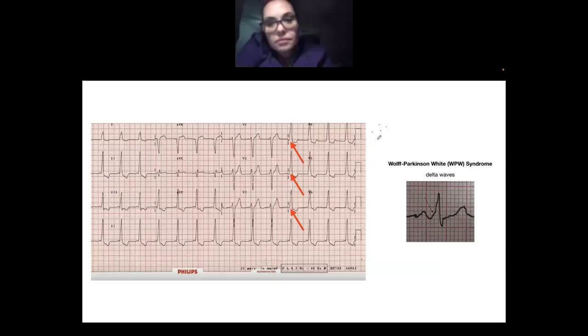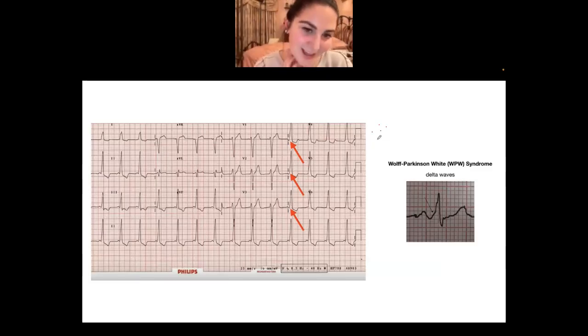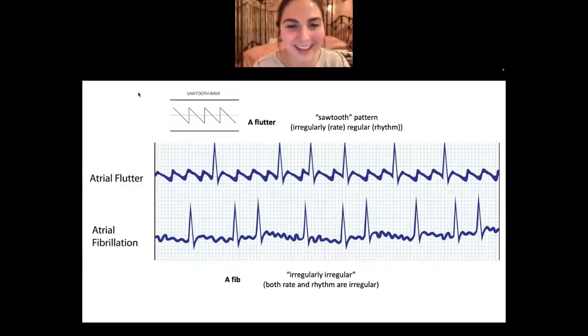Okay. I wish I had a better way to help you figure out Wolff-Parkinson-White. It's so hard. People have to tell me to look for it, and then I'm like, oh yeah, that's a thing.